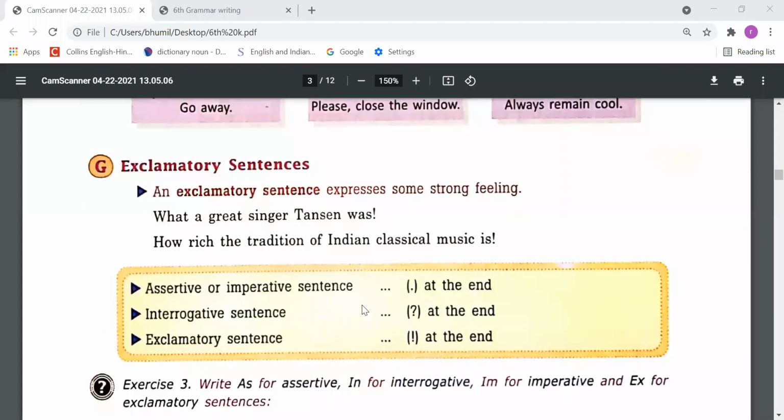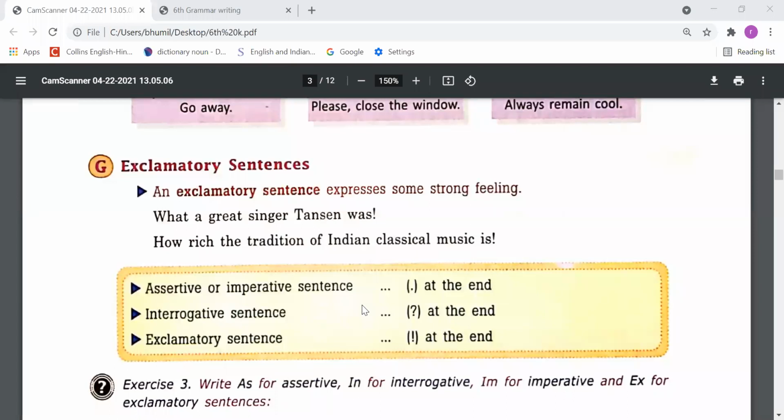Let's talk about the exclamatory sentences. An exclamatory sentence expresses some strong feeling. What a great singer Tansen was. How rich the tradition of Indian classical music is. Assertive or imperative sentences end with a full stop.